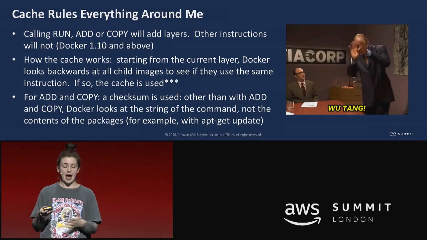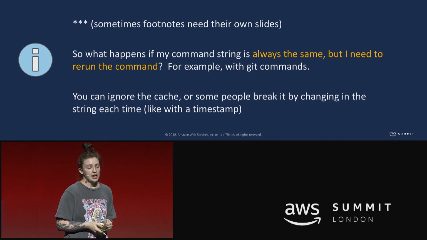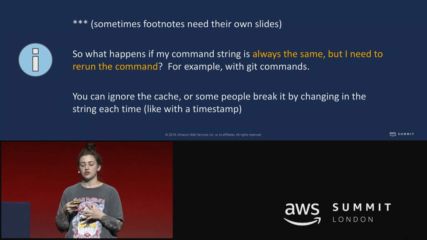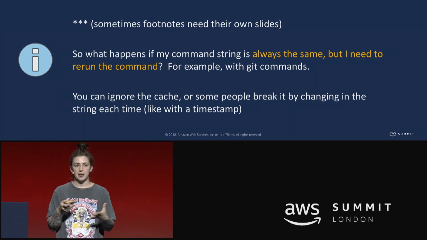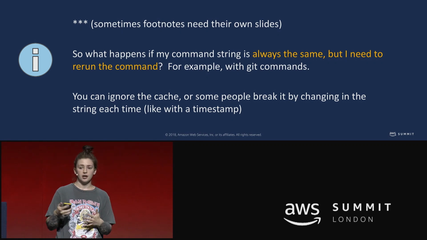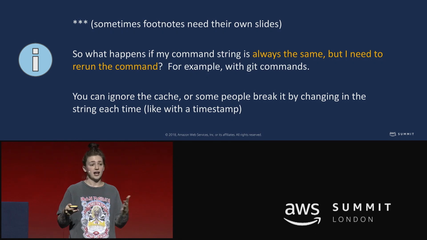So for an example, with apt-get update, there's a footnote here, which takes up its own slide because it's really outgrown a footnote. But what happens if my command string is always the same, but I need to rerun the command? An example of this that's really popular is git commands, where the address of your repository very rarely changes, but the content changes.